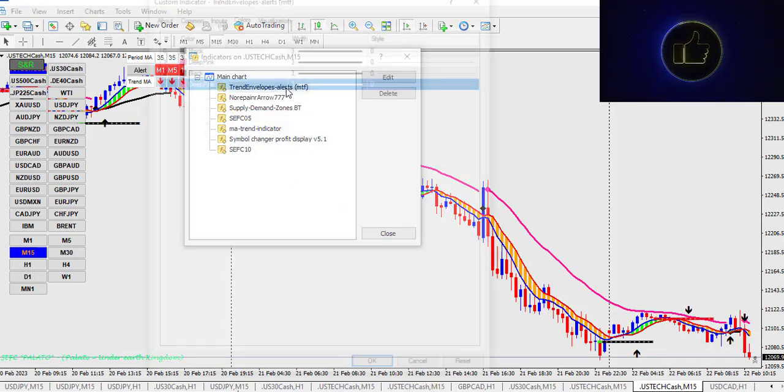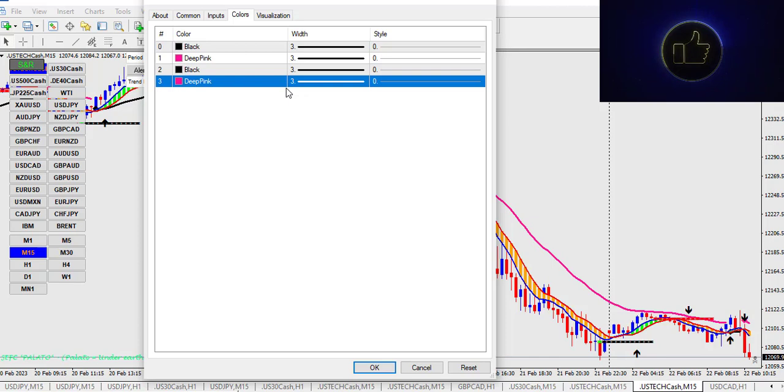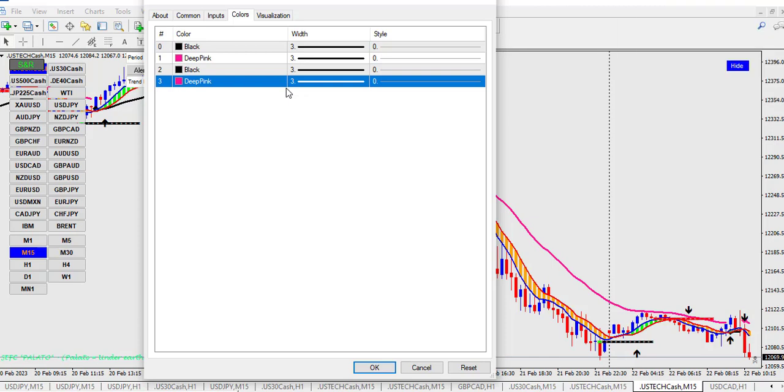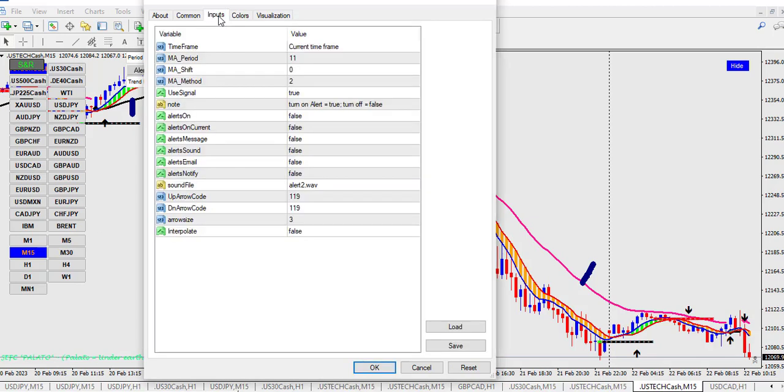The number one indicator I use is trend envelope. It is called envelope indicator, and this is the color I change it to. This particular indicator gives us this deep pink and black. We have deep pink here, and we have this black here.